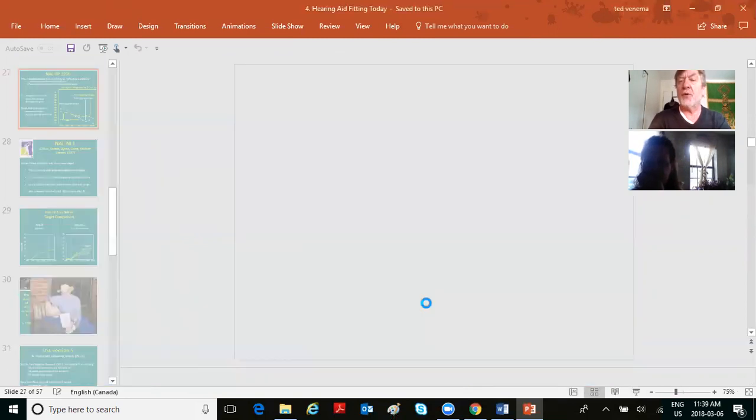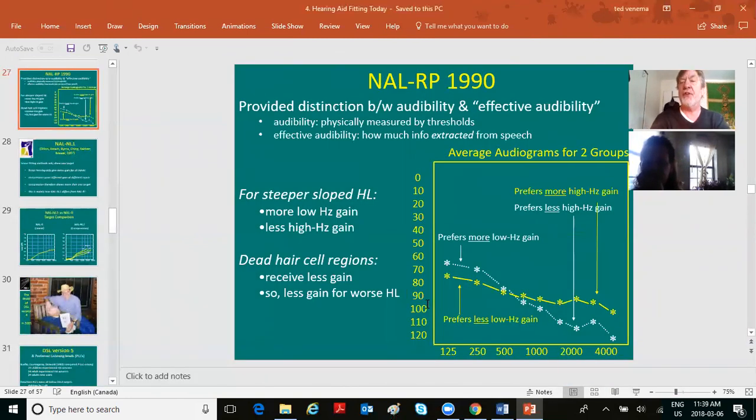And here's the cochlear dead spot concept. Remember this slide. The sloping loss in white, and then the more flatter loss in yellow. Boy, I'm having shades of deja vu. This is kind of like being at the MHS conference again, because this is exactly what I was talking about there. Anyway, oddly enough, see the sloping loss, they want more low frequency gain and less highs because they've got cochlear dead areas here.